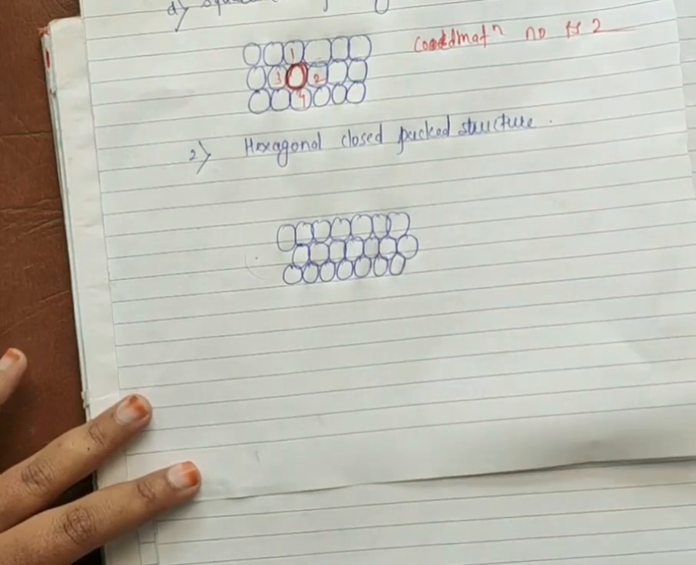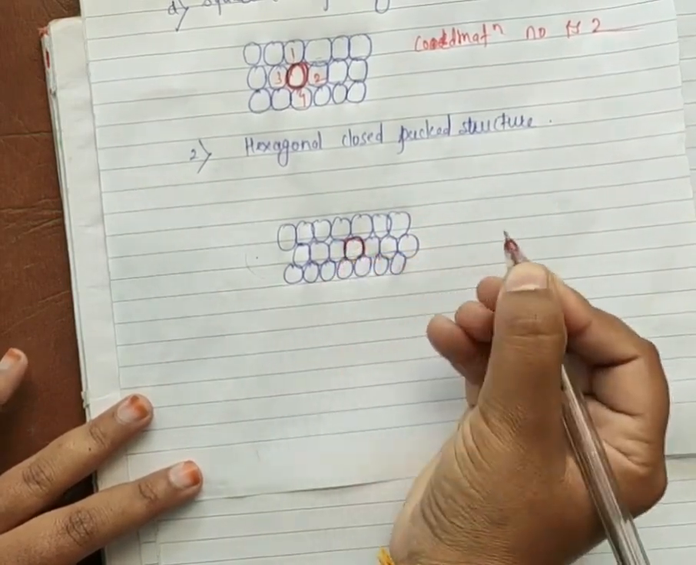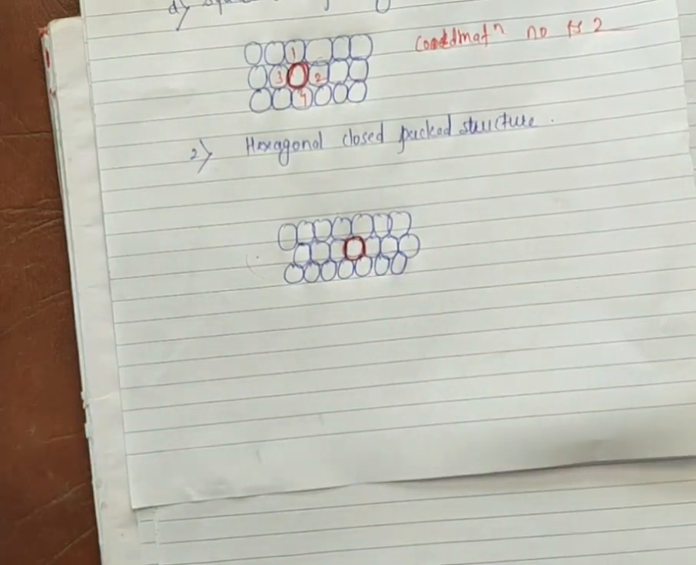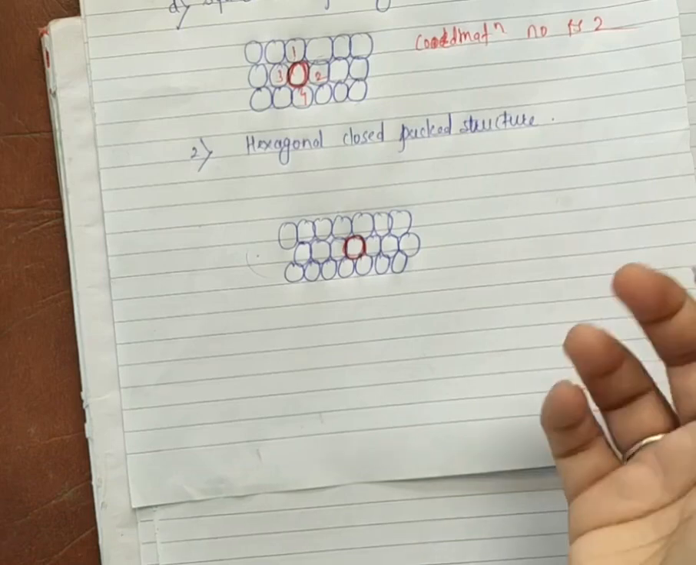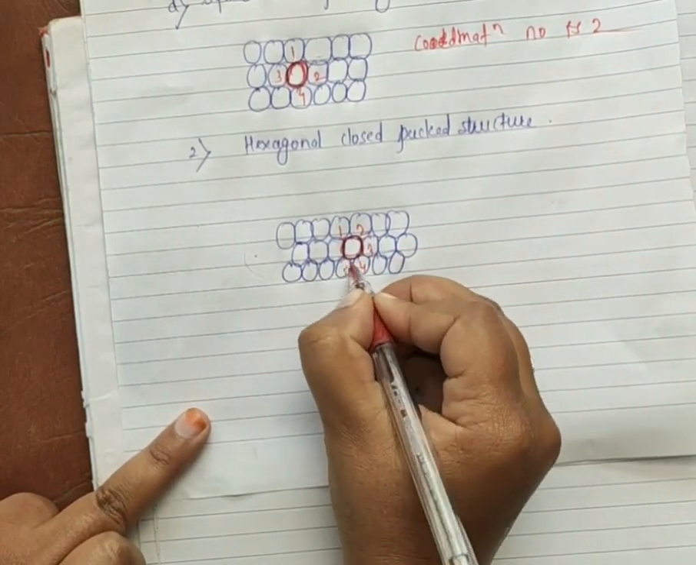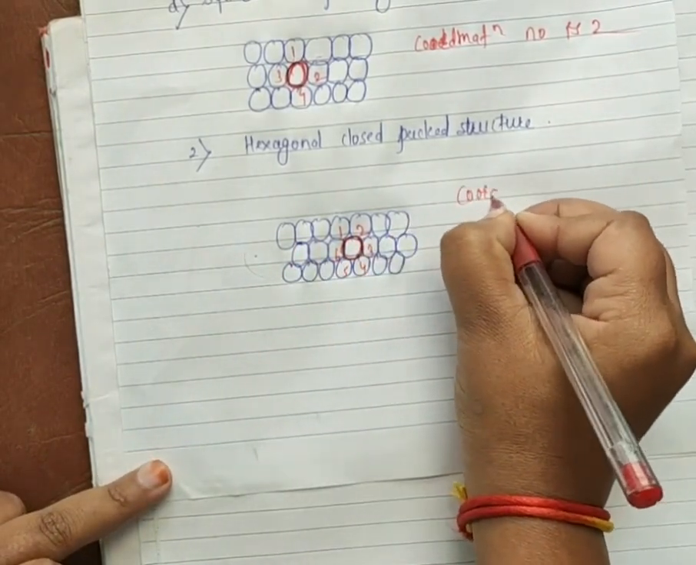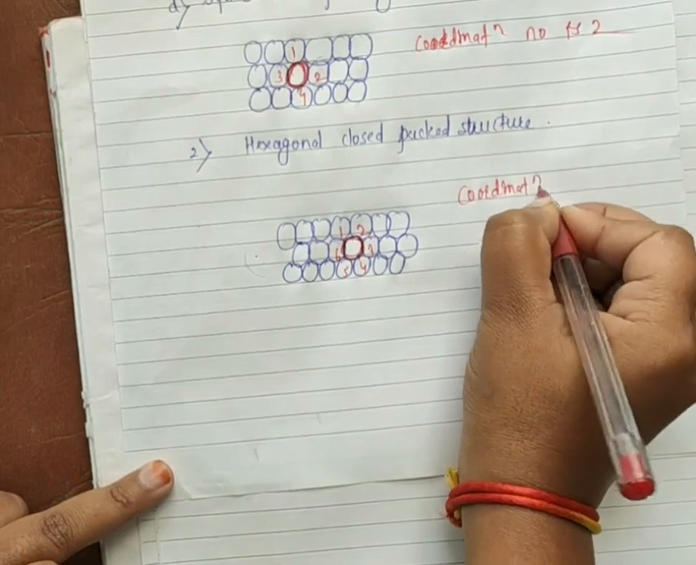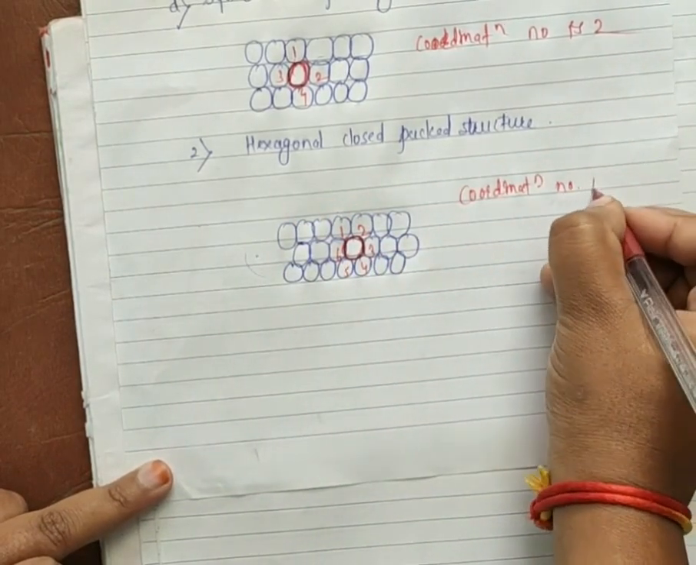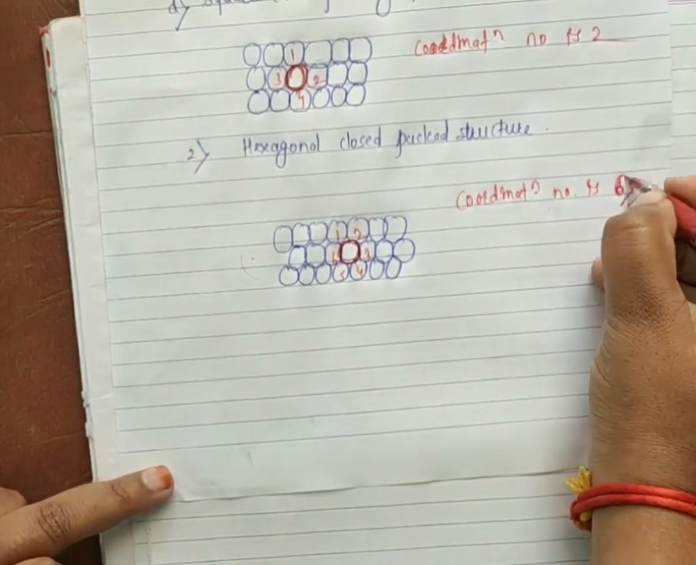Now here, each atom remains in contact with 6 neighboring atoms. Suppose you consider this atom, it is attached with 6 neighboring atoms: first, second, third, fourth, fifth and sixth. So in the hexagonal closed packed structure the coordination number is, sorry, 6.